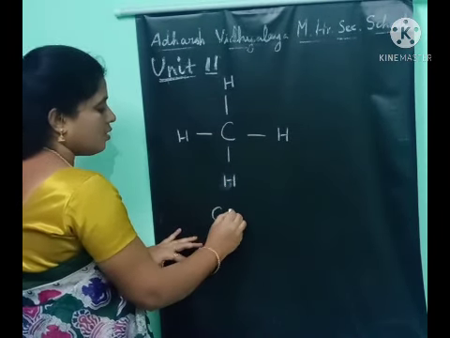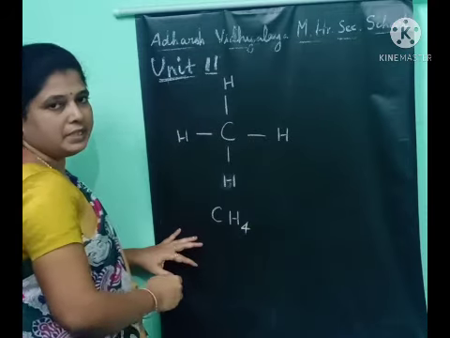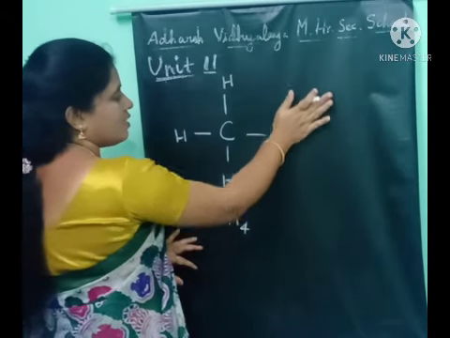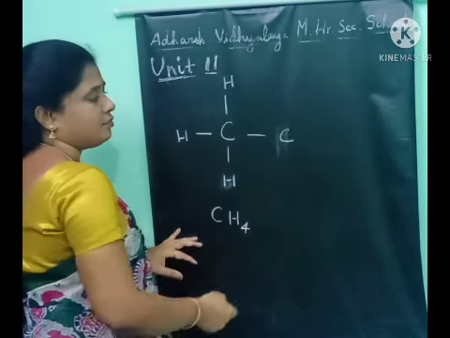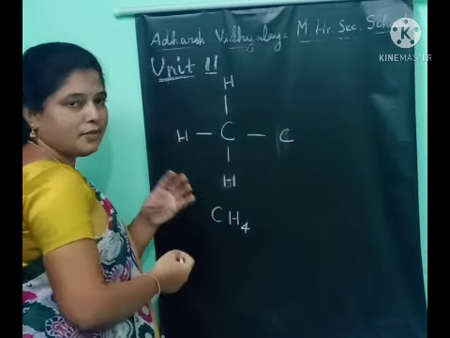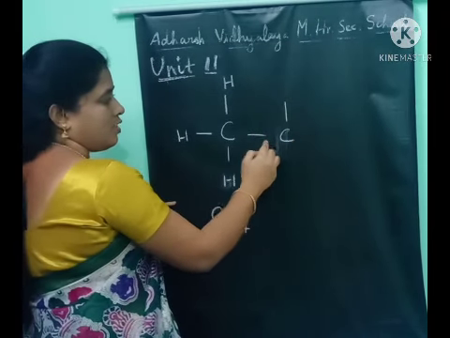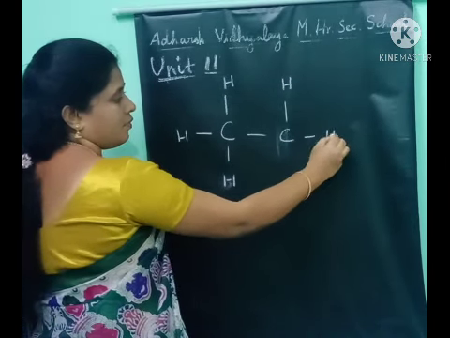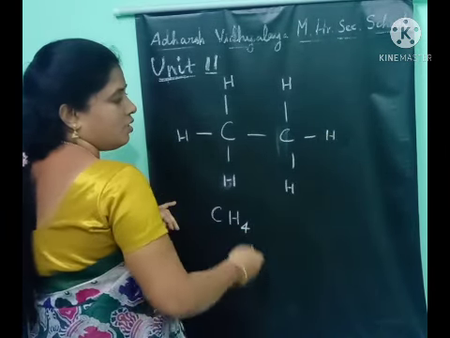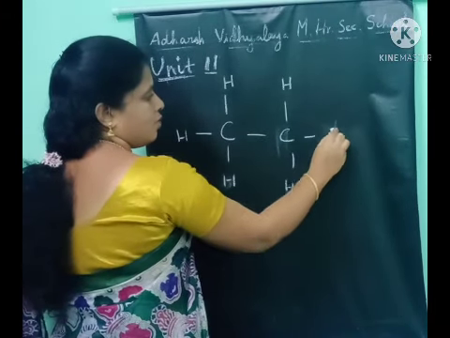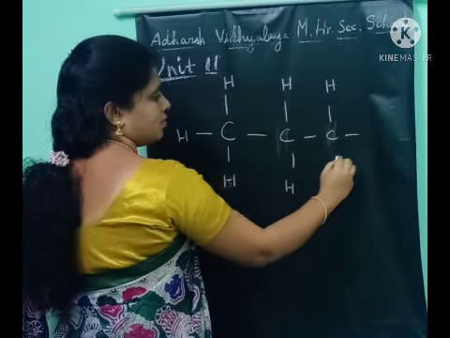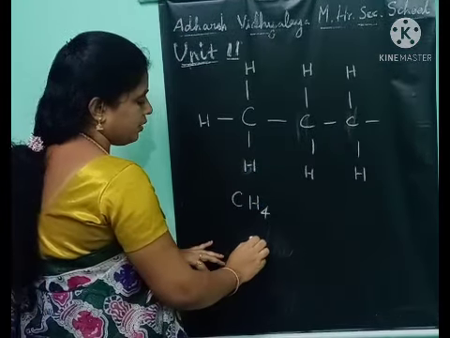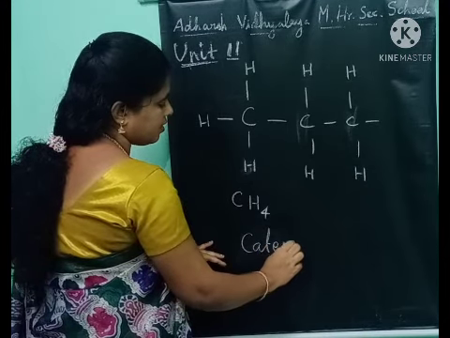So, this is the CH4, methane molecular structure. Suppose one of the hydrogens is replaced by a carbon atom. This carbon atom also contains 4 valence electrons. One is already bonded with carbon, so the remaining are bonded with hydrogen. This can be extended. This property is called catenation.